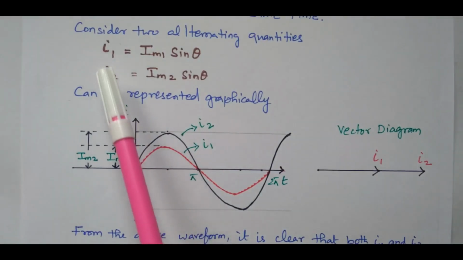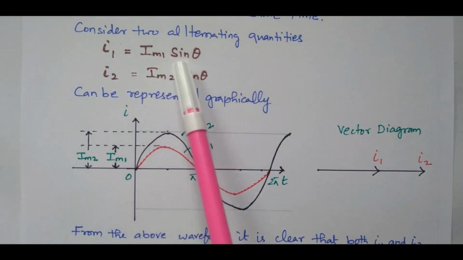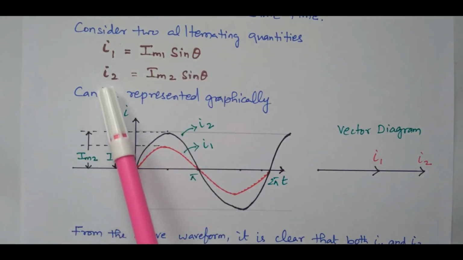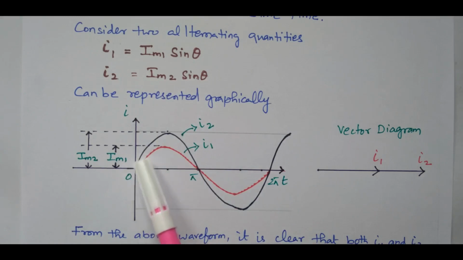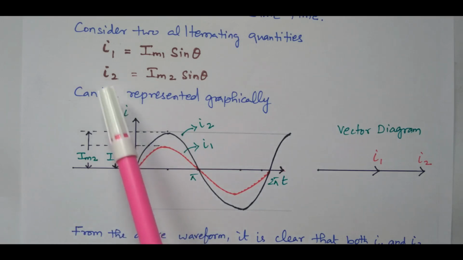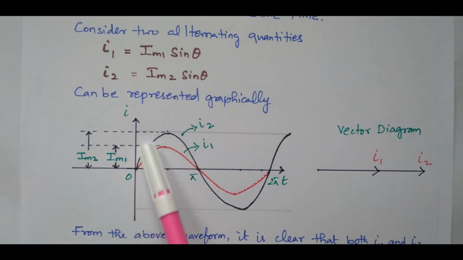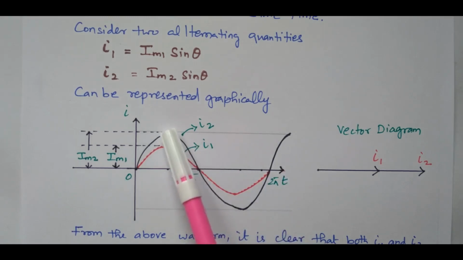Now consider the two waveforms: I1 equals Im1 sin theta, and I2 equals Im2 sin theta. This is represented in a waveform. This is I1, a sine wave that starts at 0 degrees. This is I2, only its amplitude is larger. It also starts at 0 degrees and reaches the maximum value at the same time. There is no phase difference.